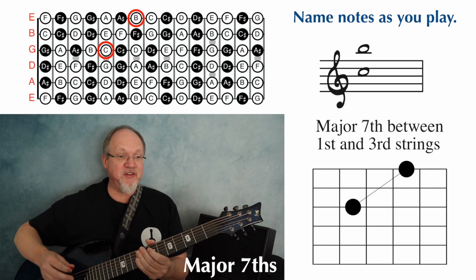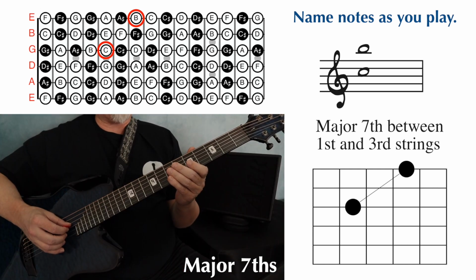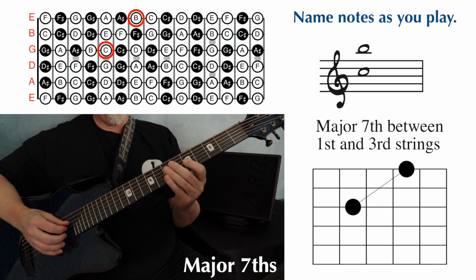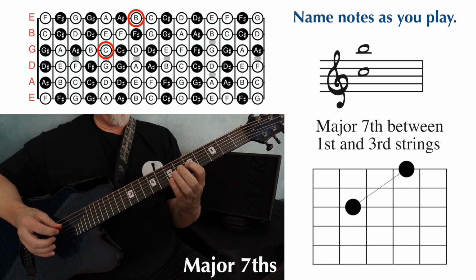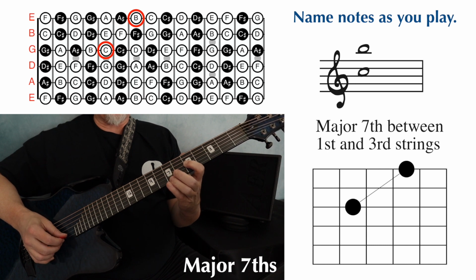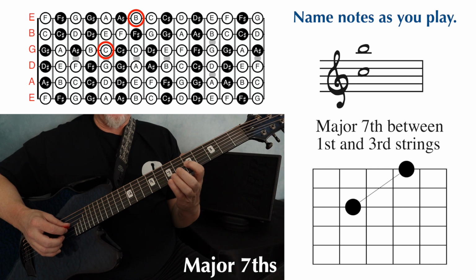Let's take a look at these major sevenths now. First, skipping strings. To play a major seventh between strings 1 and 3, you're going to play 2 frets away. So here's a C. Major seventh above a C is a B. 2 frets away, 2 strings away.